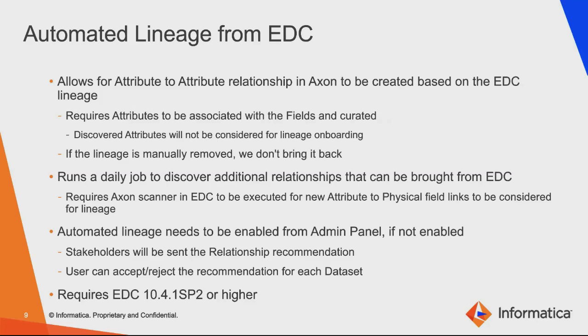One of the things that you will require as part of this, especially with 7.1, is that you will have to run the Axon scanner before you run this daily job. It will only be able to bring the attributes that have been synced from Axon into EDC as part of the updated scanner that I talked about. And for that to happen, you need to run the scanner before the daily job runs. So you need to schedule the Axon scanner to run on a daily basis before the job. And if you run it afterwards, as and when the information is available in EDC, the next time we run the job, we will bring the lineage from EDC. Once automated lineage is created, stakeholders will be notified and the user can accept or reject the recommendation in case automation was not enabled. And this also requires EDC 10.4.1 service pack 2.